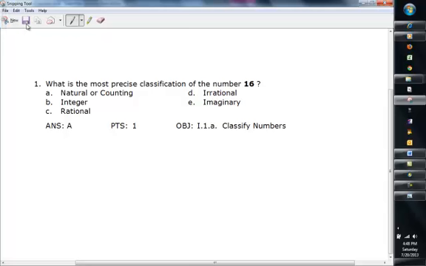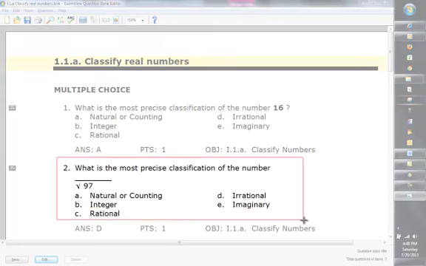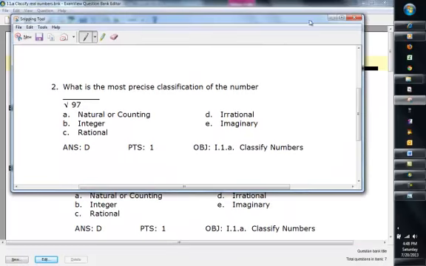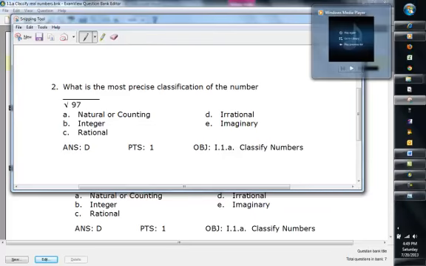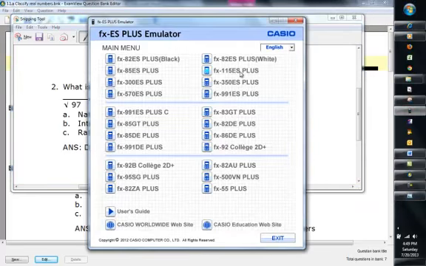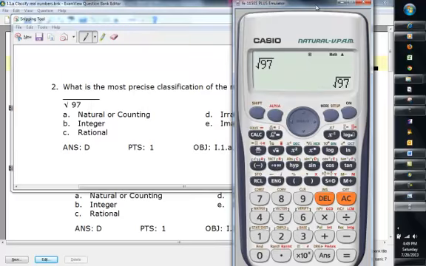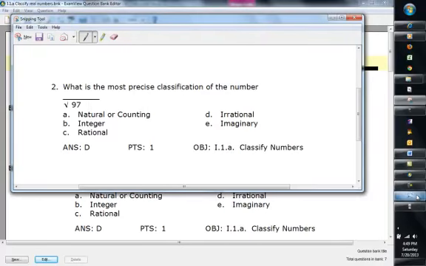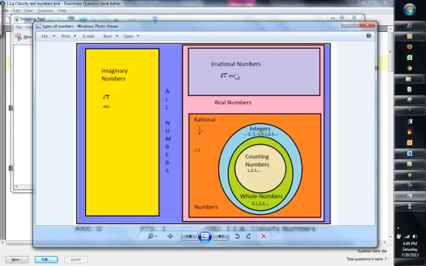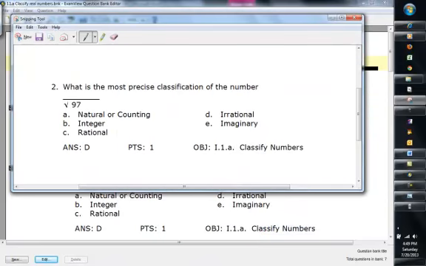Next, what is the most precise classification for the number, the square root of 97? In order to do this problem, you should probably find out whether the square root of 97 comes out evenly or not. So if we press the square root key, 97, we see that it doesn't come out evenly. It's still a square root, and so it's not going to be a whole number. We're going to have to see which category it fits into. It fits into irrational numbers here because if you notice, it's a square root that doesn't come out evenly. And so we would say it is irrational, which is letter D.